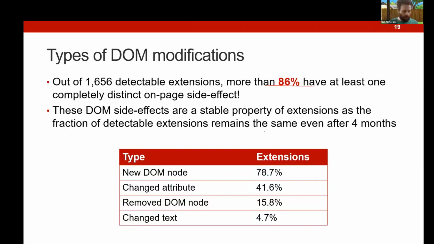And we also checked the same extensions after 4 months, and we saw that you have roughly the same percentage of extensions in the store that remain fingerprintable 4 months later after many updates. So the fingerprintability of an extension is a stable property of that extension and won't go away unless the developer does something to that extension, right? And you can see their statistics at the bottom in terms of what the extensions did, such as 78% removing DOM nodes and so on, all right?